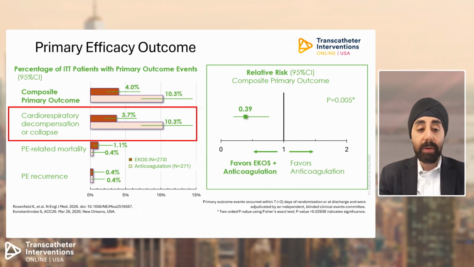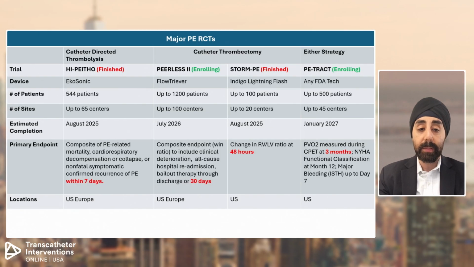There was no difference in PE-related mortality and PE recurrence, although I will say that those mortalities may have stemmed from crossover being allowed if the patient wasn't doing well. That's why I think decompensation is going to be the primary thing that drove the primary endpoint in this particular study.